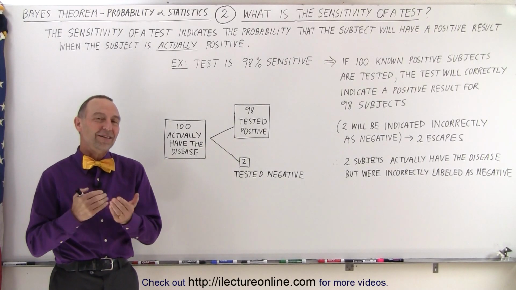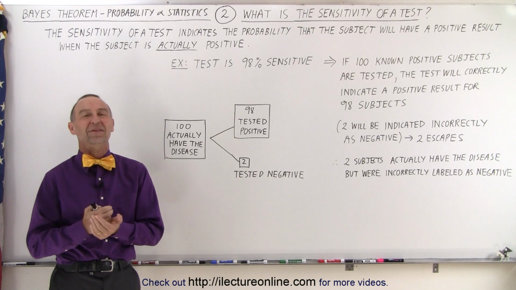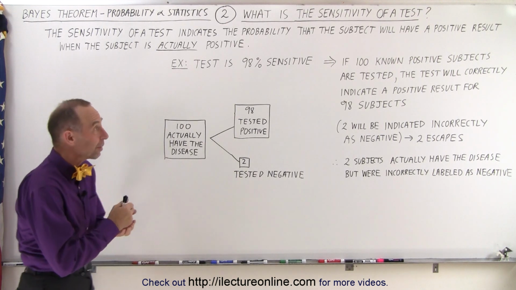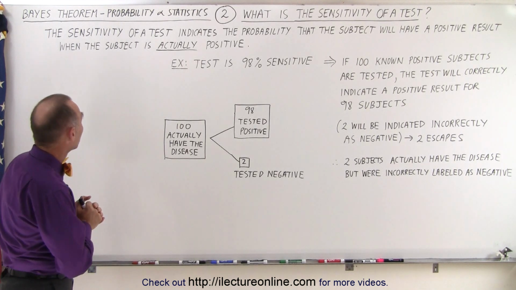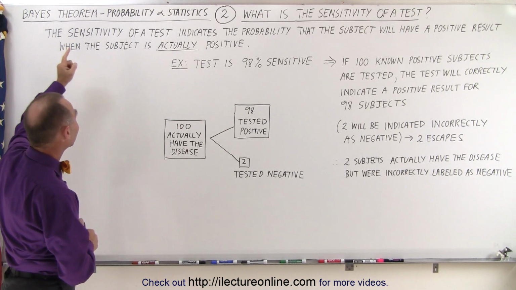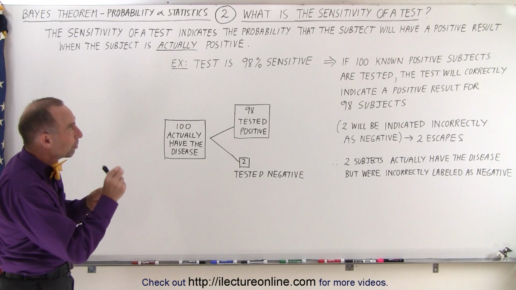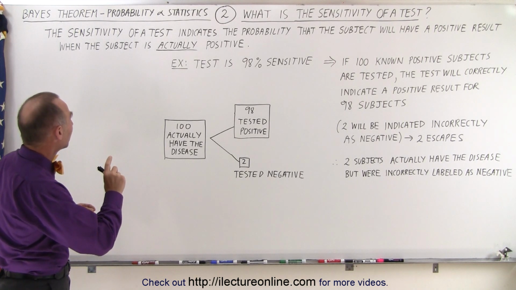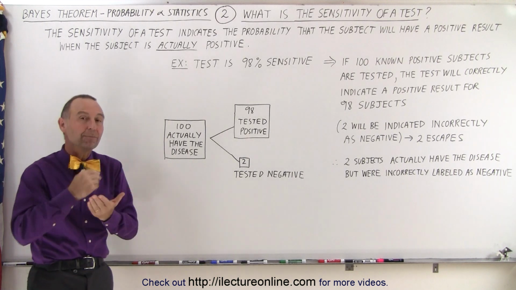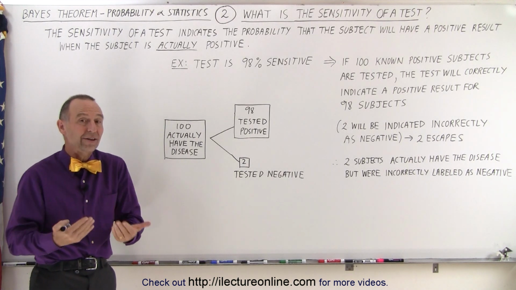Now let's talk about the concept of the sensitivity of a test. It's a very important concept when we're dealing with Bayes' theorem applied to testing. So the definition says that the sensitivity of a test indicates the probability that the subject will have a positive result when the subject is actually positive, because that's not always a guarantee.